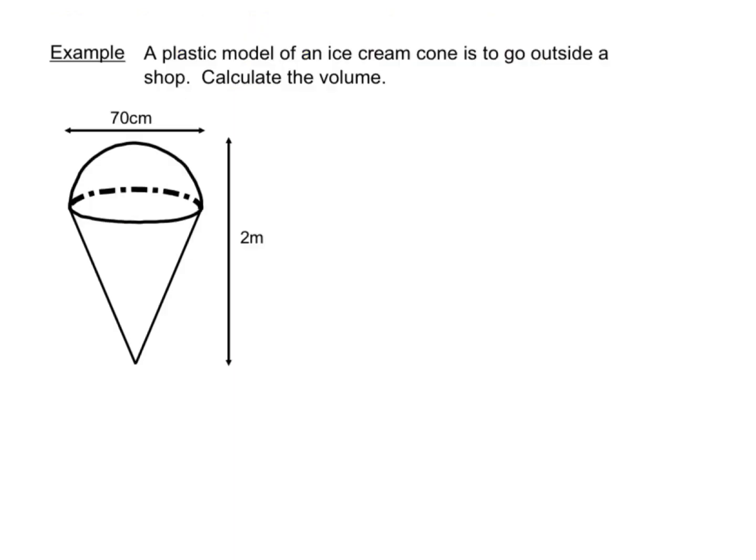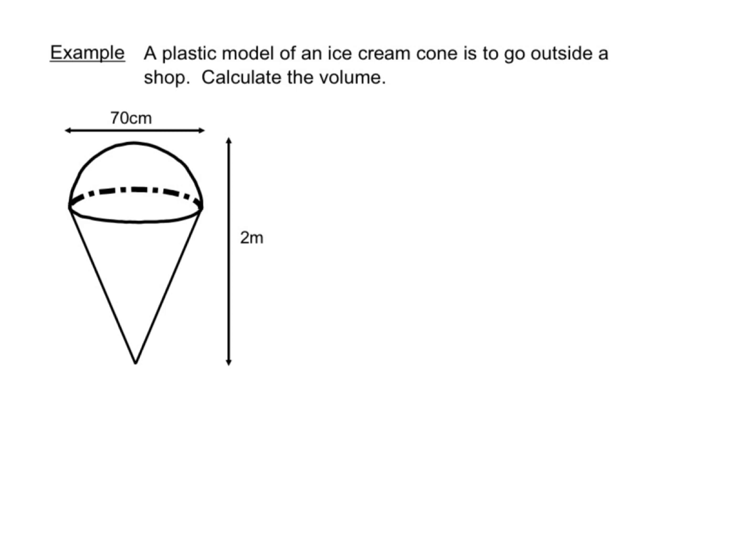We'll now move on to another example of a composite shape. This time we have here a plastic model of an ice cream cone, and we're asked to calculate the volume. Now, again, it's a composite shape. It's made up of two shapes you should already be familiar with. At the bottom we have the cone, and at the top we have a half of a sphere, or a hemisphere. So what we're going to do is calculate each of them individually.